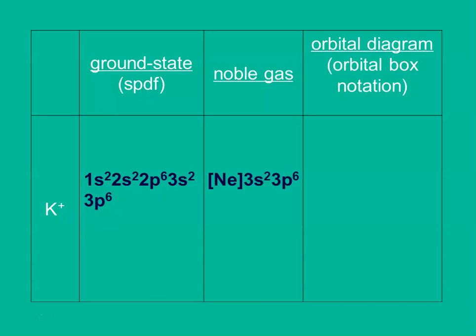So potassium being where it's at on the periodic table, we would want to find the noble gas through the 2nd period, which was neon. We had 8 electrons left to place, so this should look a lot like argon. 2 would go into 3s, 6 would go into 3p.